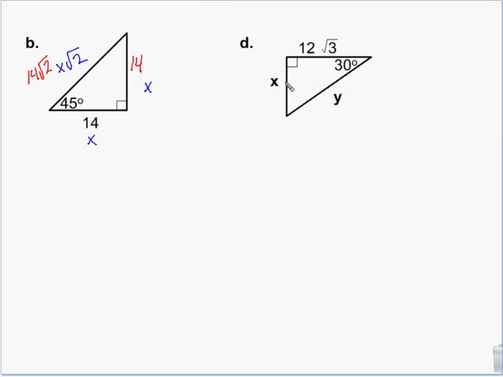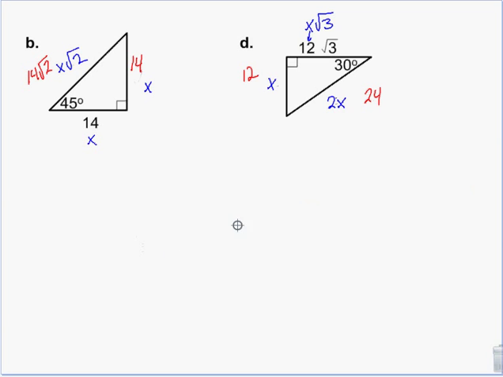Here I have my 30, 60, 90. My pattern over here, again, let me get rid of these guys. Actually, I could have left that x there, but whatever. x, 2x, x times the square root of 3. Well, this is x, so x is 12. I just take the root 3 off and I have the x. And then that makes this 24.